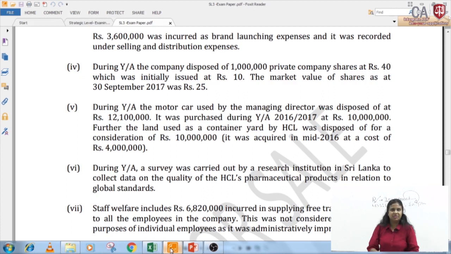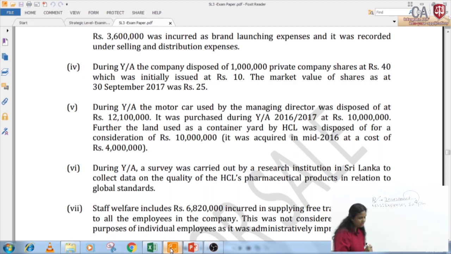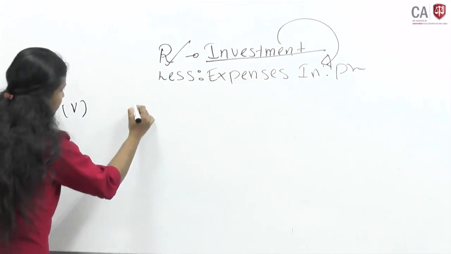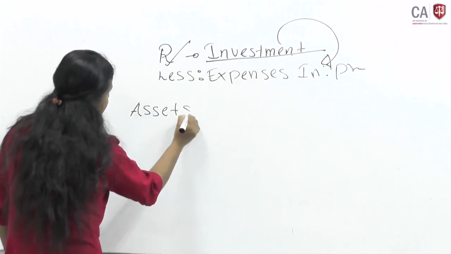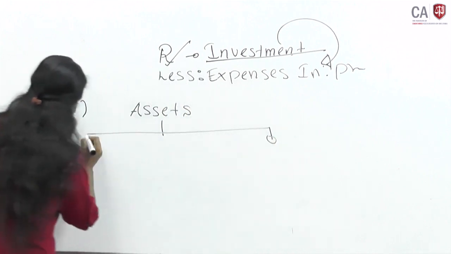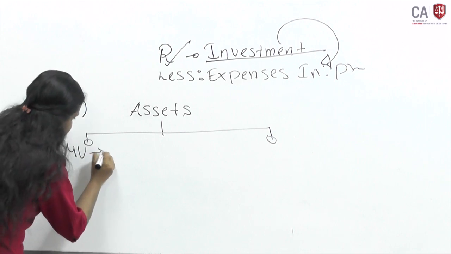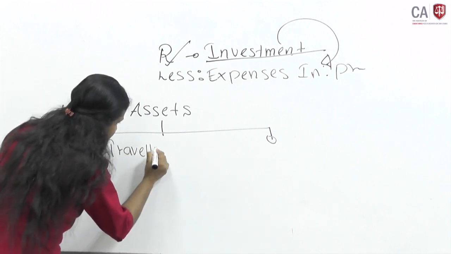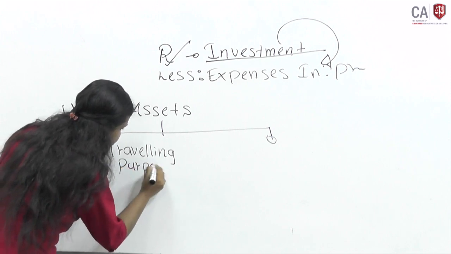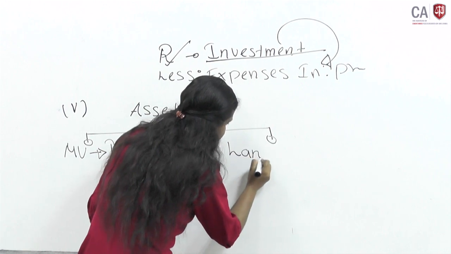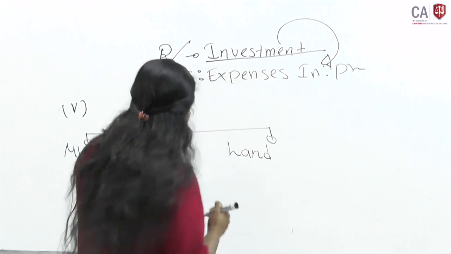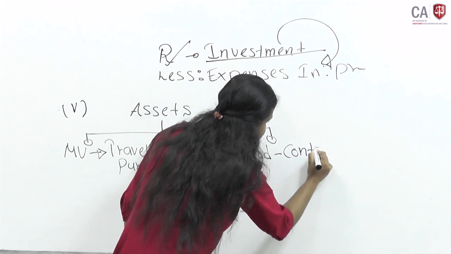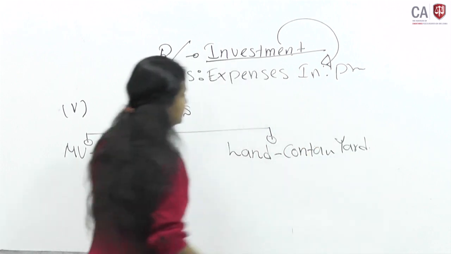Now, in this kind of adjustment, there is a mix. I am talking about adjustment number 5. In adjustment number 5, two assets are given. One is the motor vehicle, which is used for travelling purposes. The other one is the land. This is bare land, and it is used as a container yard.